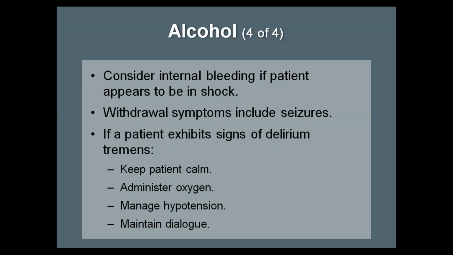Withdrawal symptoms include seizures. They'll have the delirium tremens, but they can also have full-blown legitimate seizures. If a patient exhibits signs of delirium tremens, you just keep the patient calm, give them oxygen, manage their hypotension, and maintain a dialogue. Just continue to talk to them, reassure them, let them know you're getting them the help they need. Just know in varices, you won't have hypotension, you'd have hypertension. That's the difference. Usually patients with hypertension are more prone to varices. So something to think about.